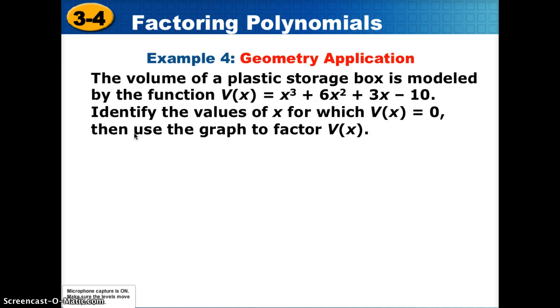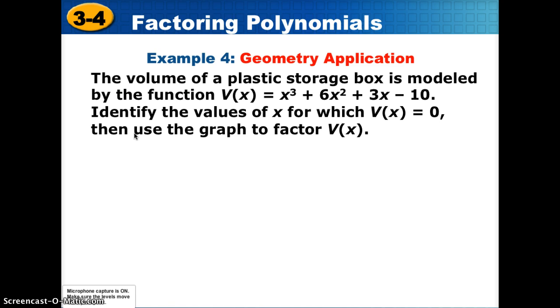Okay, we've got something of a real-world example in example 4, and it's a geometry application. We have a plastic box. We have the function for the volume of the box, and we want to determine the values of x. What we really want to be able to do is factor this polynomial.